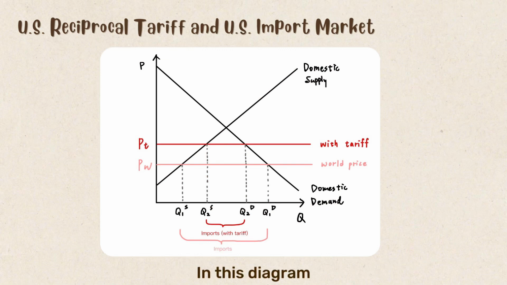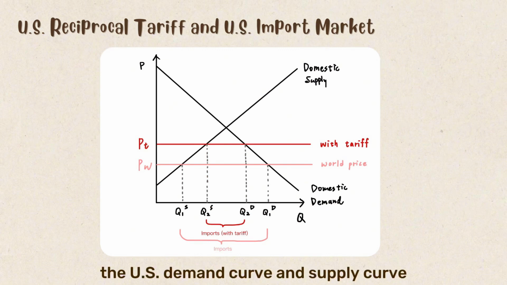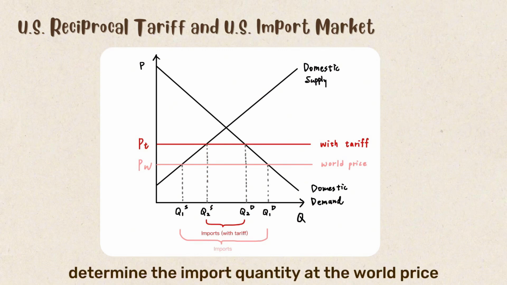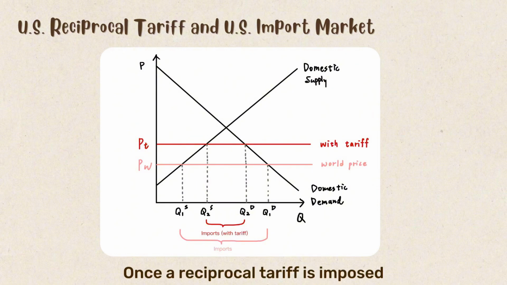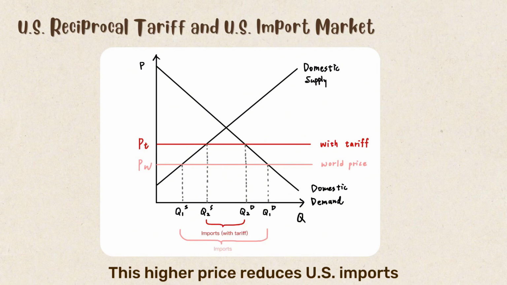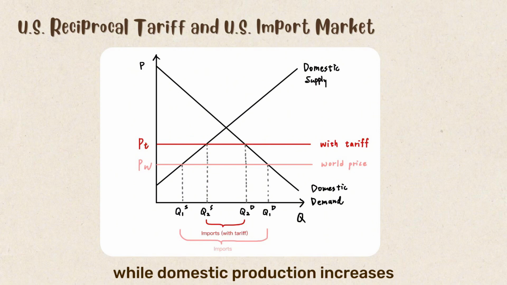In this diagram, the U.S. demand curve and supply curve determine the import quantity at the world price. Before the tariff, the US buys imports at PW, a lower international price. Once a reciprocal tariff is imposed, the price rises to PT. This higher price reduces US imports because domestic consumption falls while domestic production increases. Therefore, the import quantity shrinks.